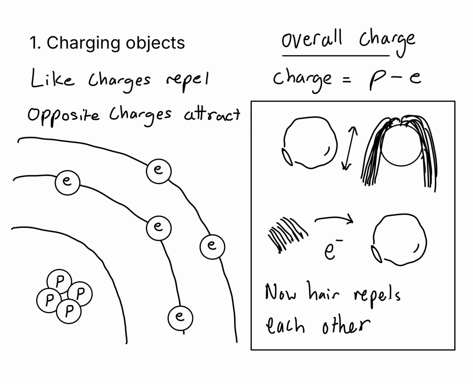Rub a balloon on your hair and you do exactly this. You put energy in and electrons are pulled from your hair onto the balloon. The balloon ends up negative and your hair ends up positive. And, being all positive, the hairs repel themselves and stand on end.